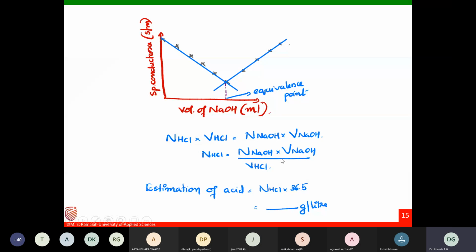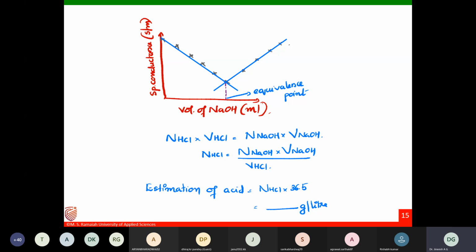So all these three values are known to you now. Normality of NaOH, I have given you 0.4. Volume of NaOH, you calculated from the graph. Volume of HCl, you took 25 ml and put it in the beaker, right? Do the calculation, you will get the HCl concentration in normality. Clear? Any doubt? No, sir.